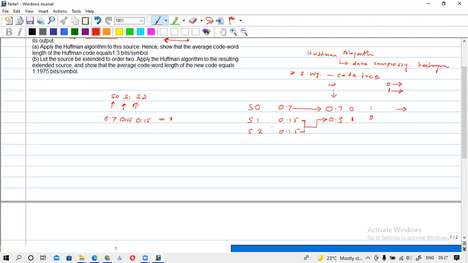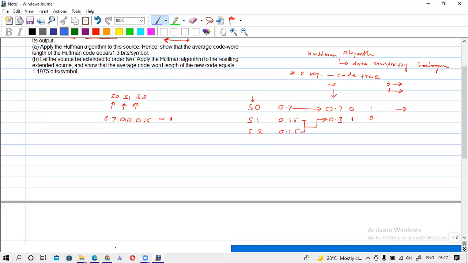Code word means somehow we assign some value here for this S0, S1 and S2. So that bit stream is the code word. No, okay.